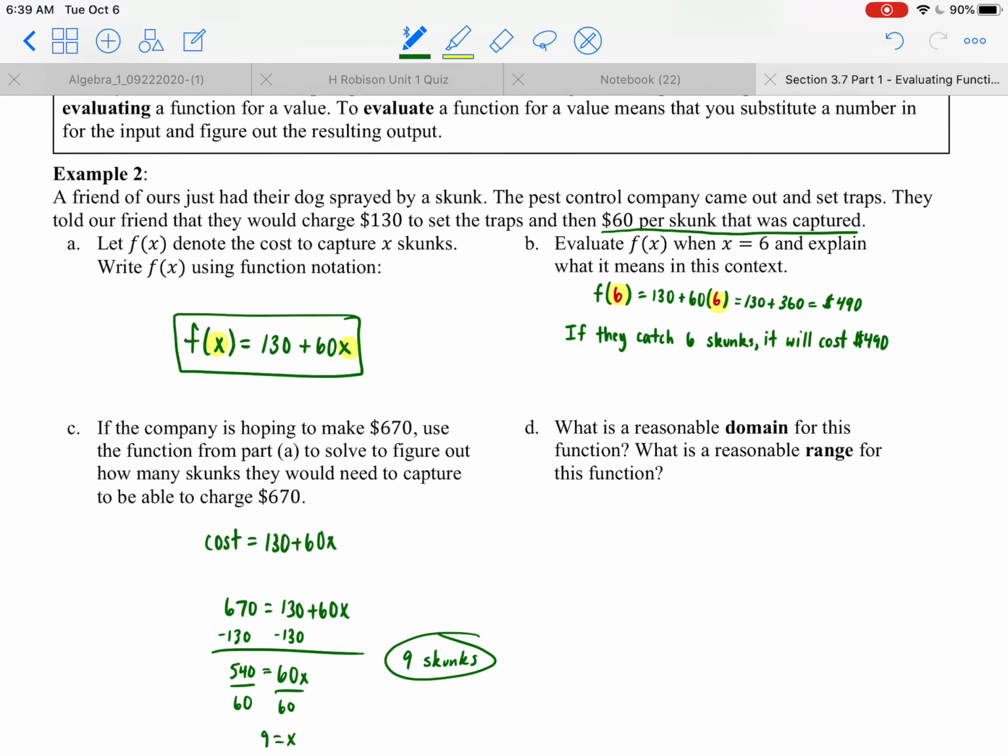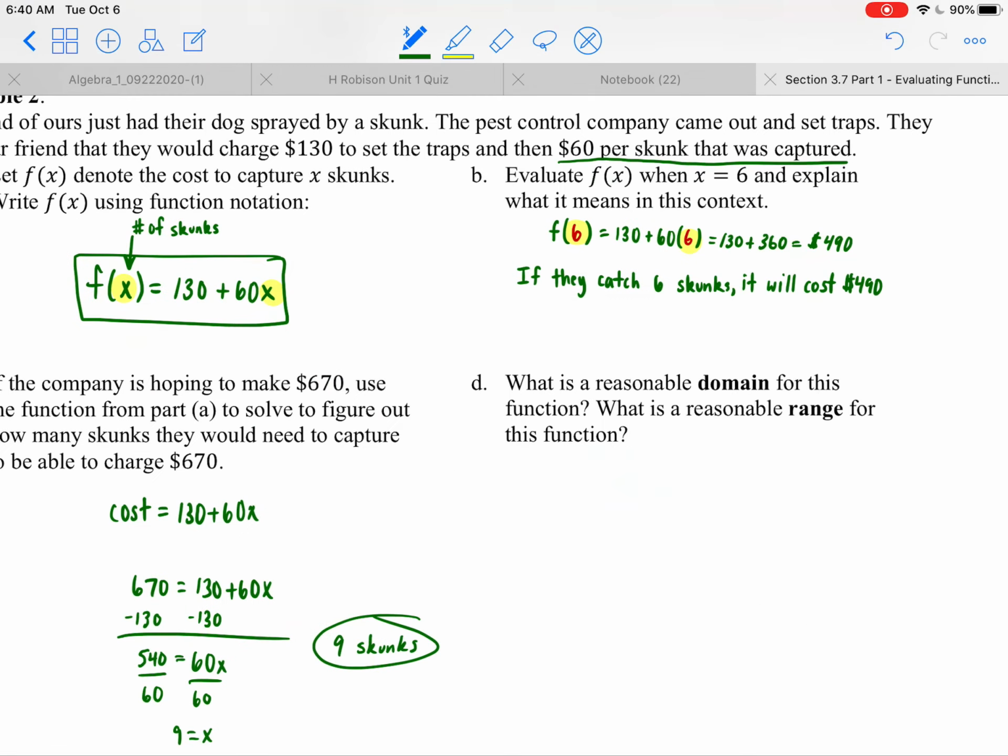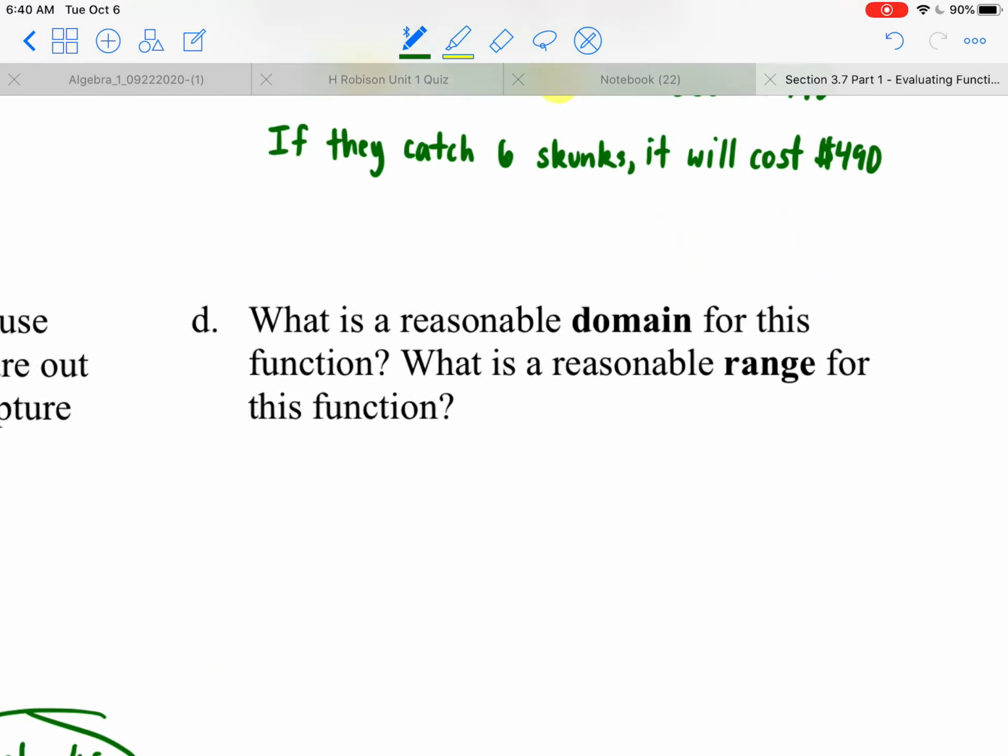It's a collection of, if you consider every possible input that we could put into this function. So what are the inputs here? X is the input, so it's the number of skunks that they're going to catch. You kind of have to ask yourself, what's a reasonable number of skunks they might catch in a single neighborhood? And your guess is as good as mine.